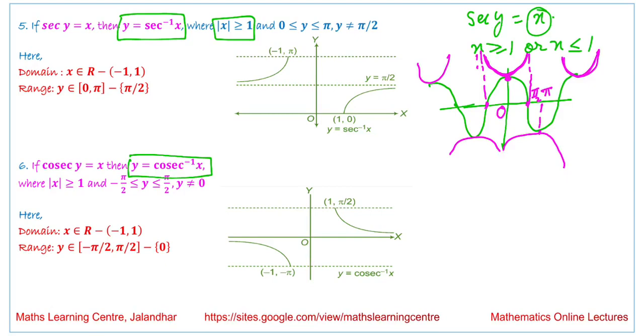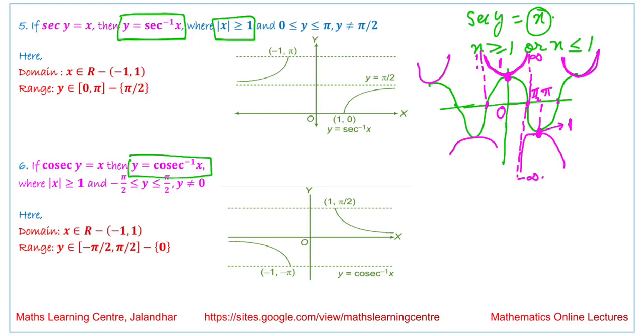If we look at this portion of the graph, corresponding to pi by 2, on this side the value is minus infinity, on this side the value is infinity. Corresponding to this value pi, the answer we have is minus 1, and corresponding to this value 0, the answer we have is 1.